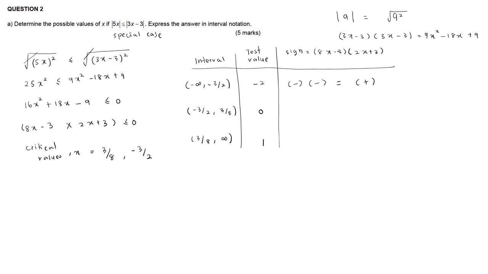And then 0. 0 minus 3 is negative, 0 plus 3 is positive. Negative multiplied by positive is negative. And lastly 1. 8 minus 3 is positive, 2 plus 3 is also positive. Positive multiplied by positive, we get positive.